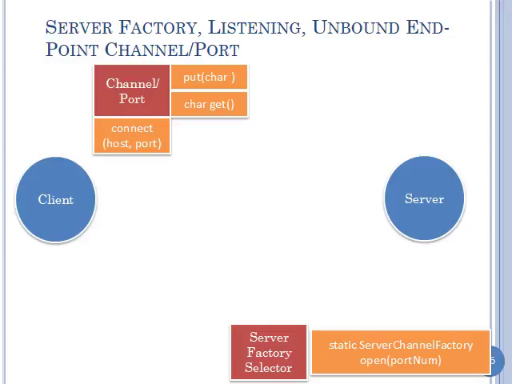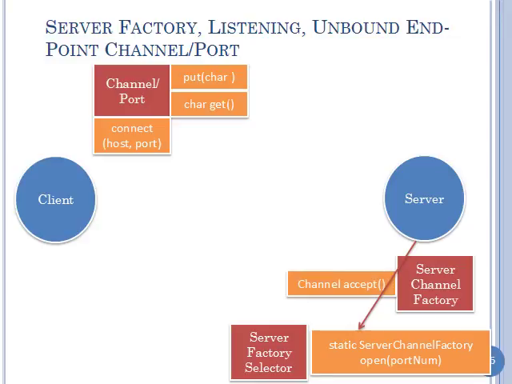Okay? The server begins with a port, a channel that is associated with the port, and it goes and asks a factory object, a pure factory object, to create that port. So it goes and says, give me a server channel factory. We'll call it that. So it uses a factory object to create a factory channel. Okay, I'm using factory in two different ways. Okay, so somehow it gets an instance of this server channel factory, which has got an accept method. Not a read, not a write, an accept method.